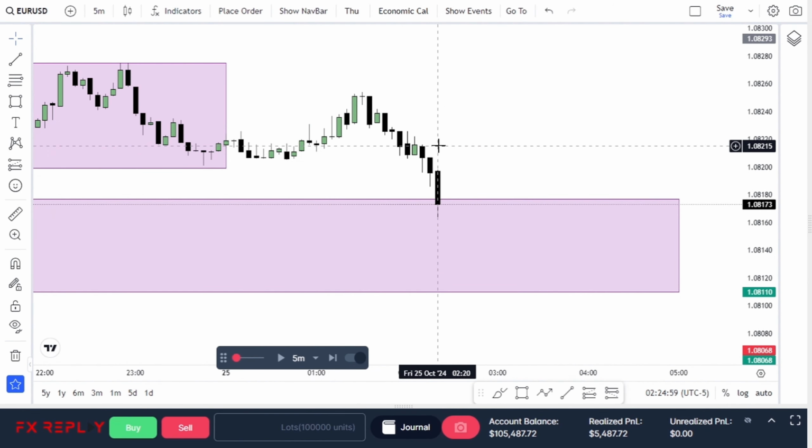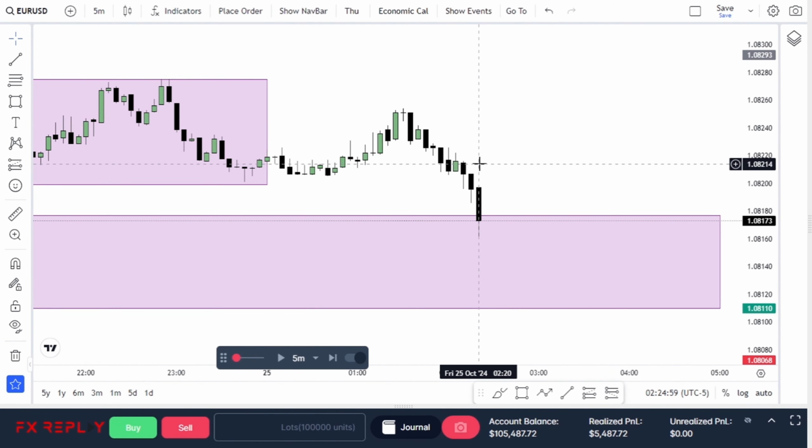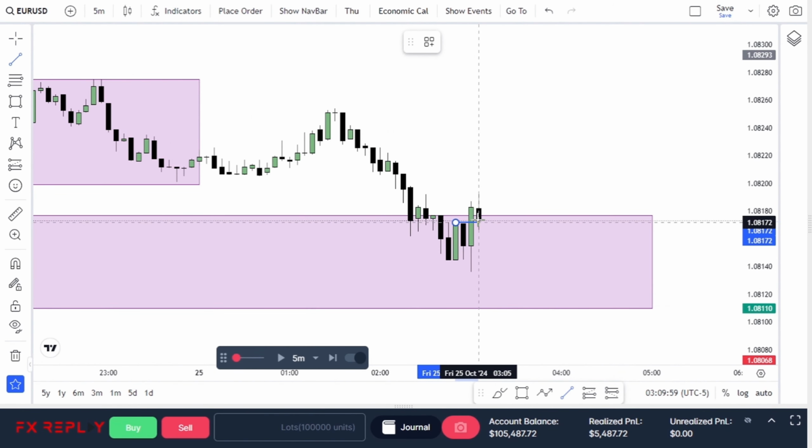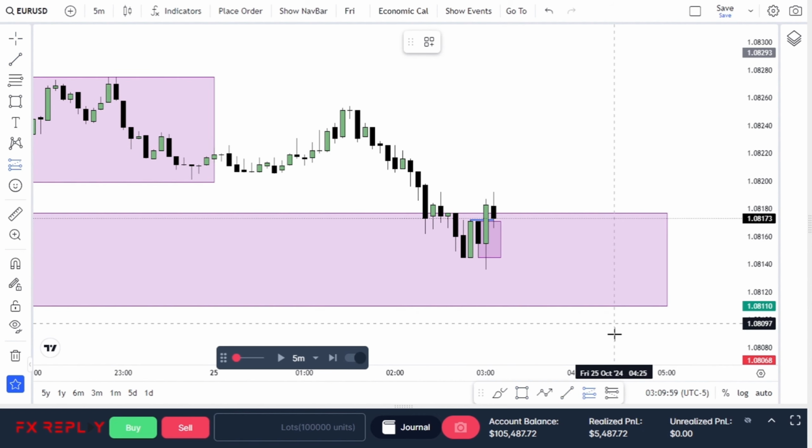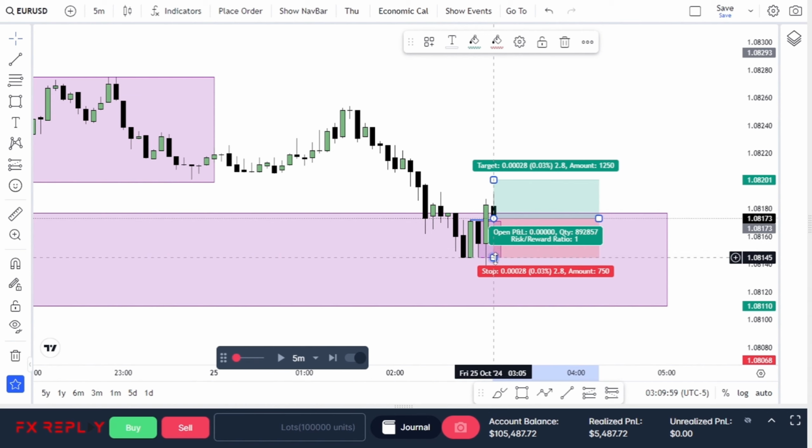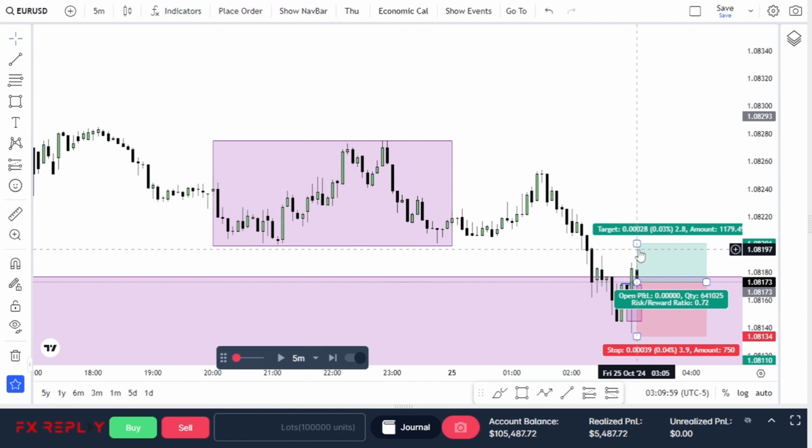Let's hit that level. Now we are waiting for the market structure shift and then we can enter the trade. We have a market structure shift here and this down close candle will support price to go higher. We can enter the position at this down close candle with the stop loss below this wick, and the target will be this range high.